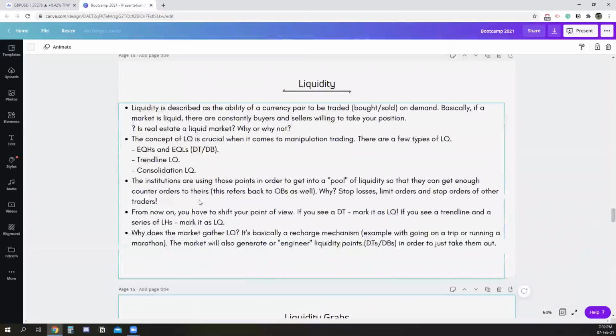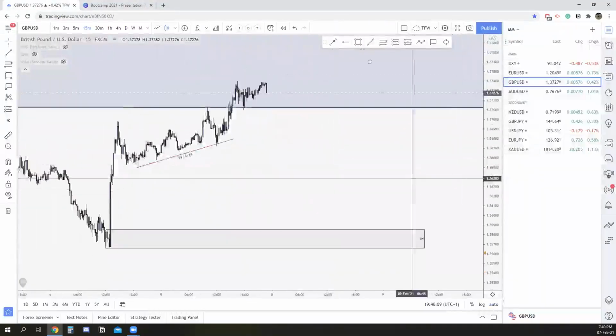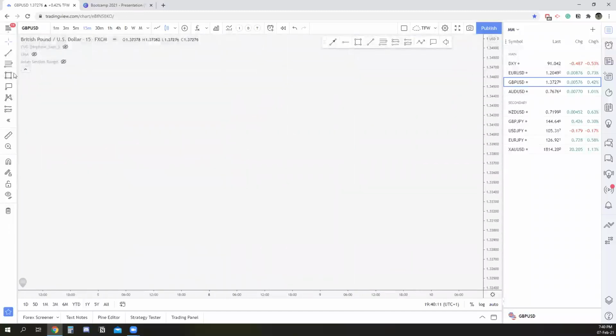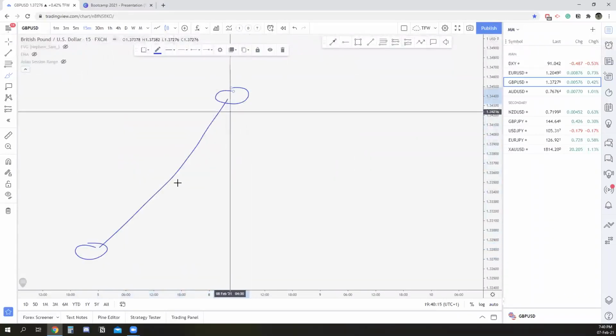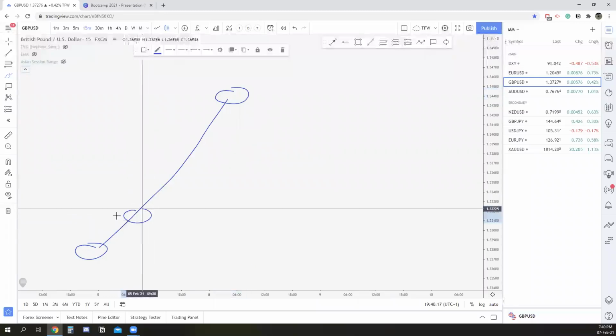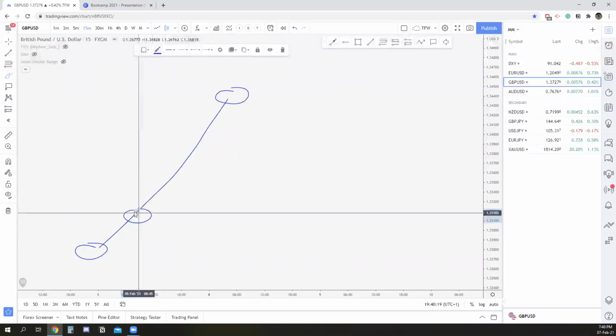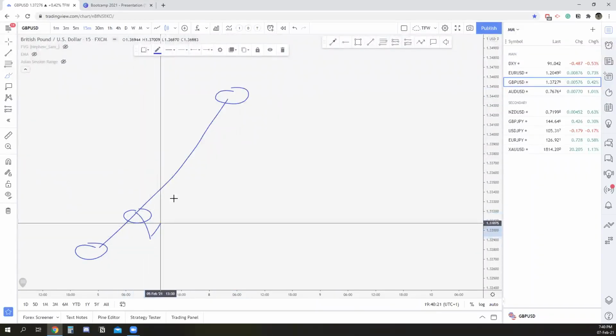From now on, I told you we have to shift our perspective a little bit. Why does the market gather liquidity? It's basically a recharge mechanism. I'm going to give you an example. Imagine that you're going on a trip or you're going to run a marathon. You're not just going to go from point A to point B. You're going to stop along the way for a toilet break, you're going to stop to have some food, you're going to go again.